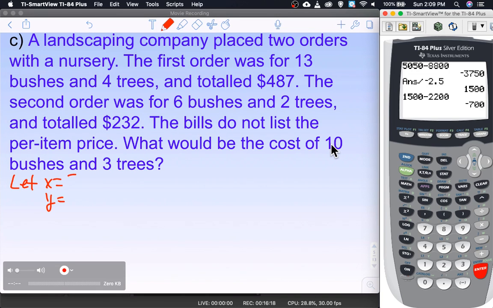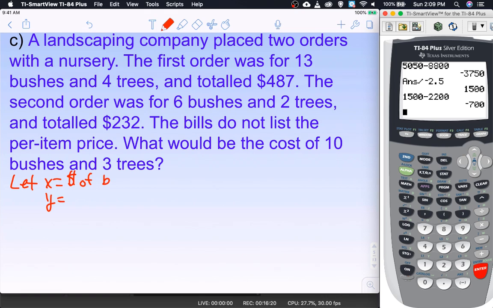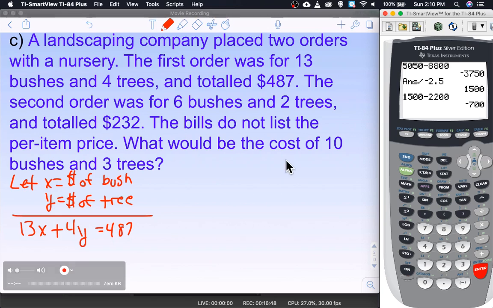So we don't know the cost of a bush and the cost of a tree. So that's what we need to figure out in this problem. So there's my variables defined. Setting up my system of equations. Actually, both of these equations are going to be about money because all the things they give us are money, money, money. So, like, it was 13 bushes and four trees was $487. That's a total amount of money.